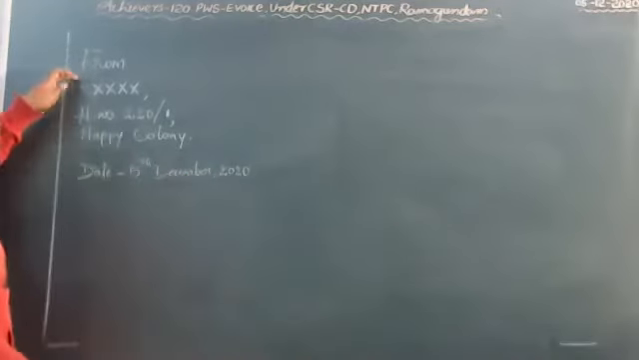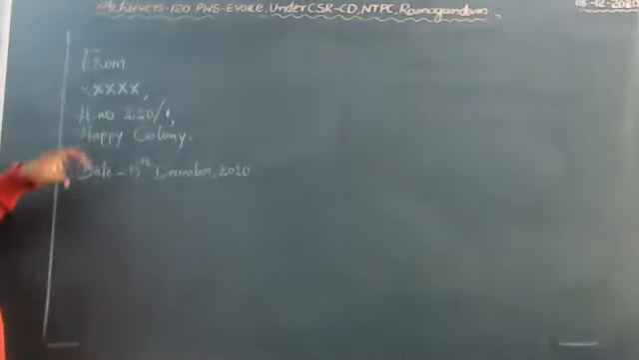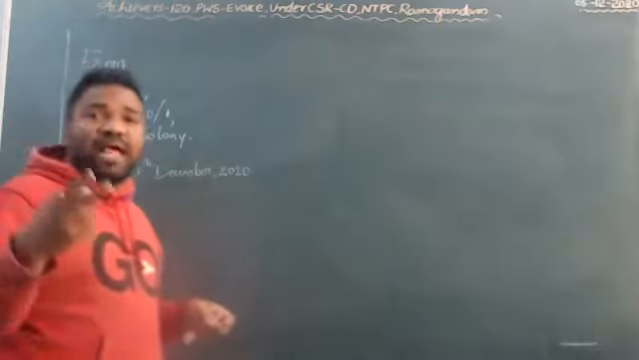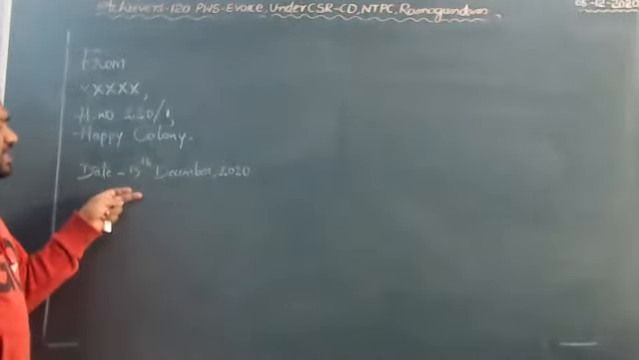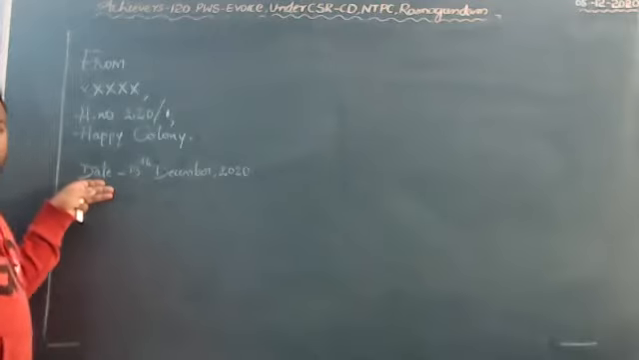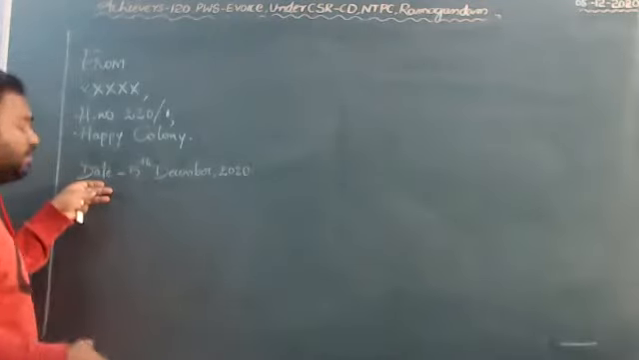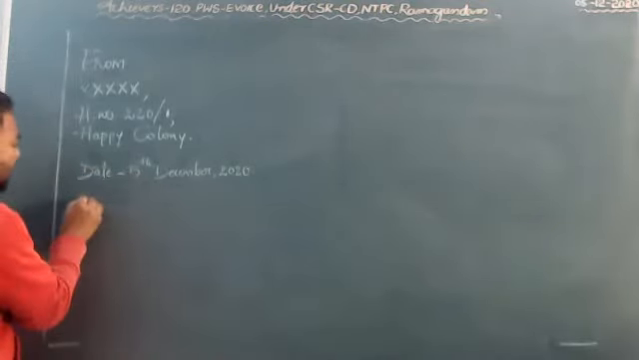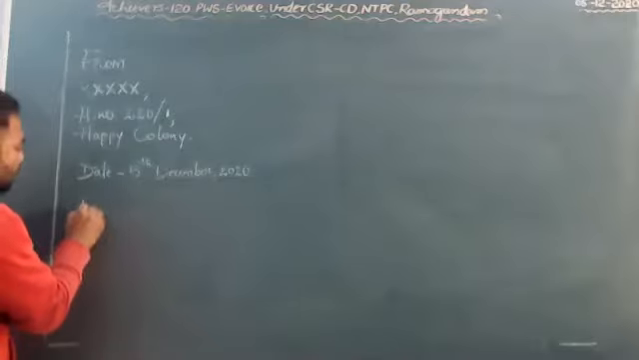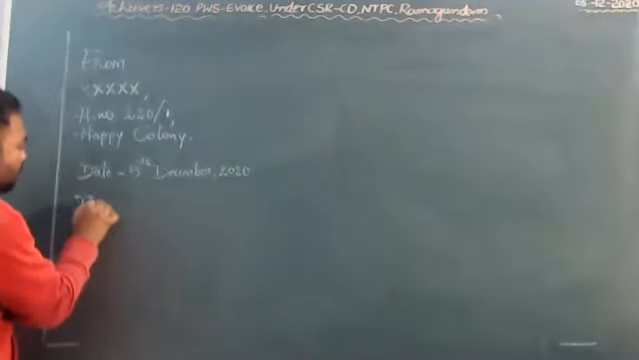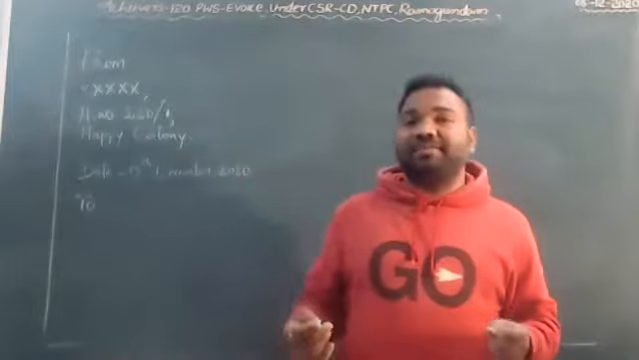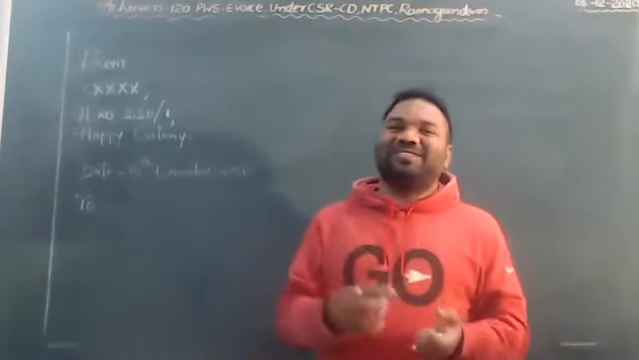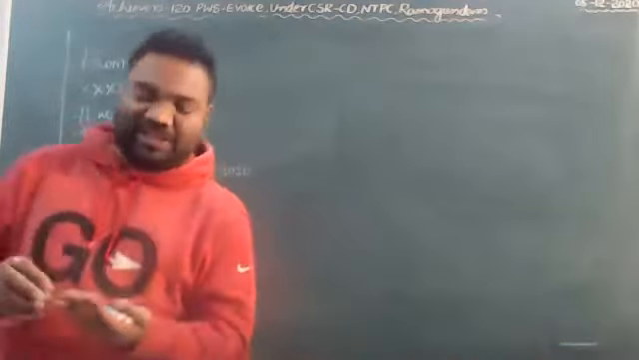Okay, I have written "from", and this is how it matters. Next, I have left 2 lines of space, and then I have written here the date. Again, I leave 1 or 2 lines, and again I want to write the "to" address. To whom are we going to write the letter? You know, my dear students, we are going to write to the municipal commissioner, right?